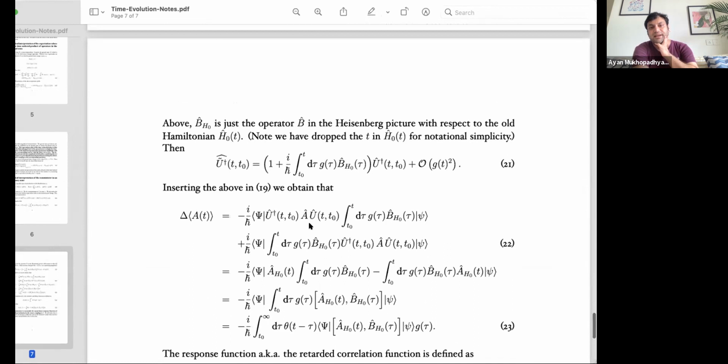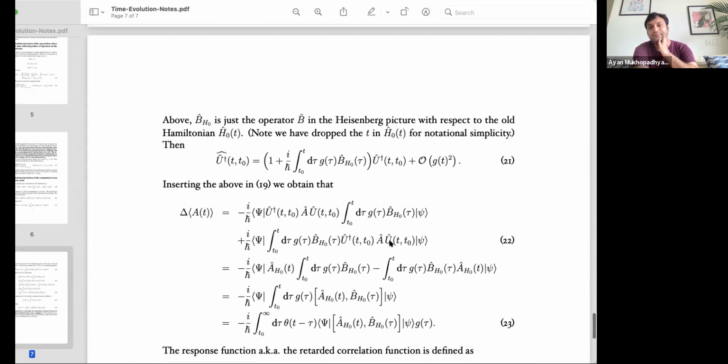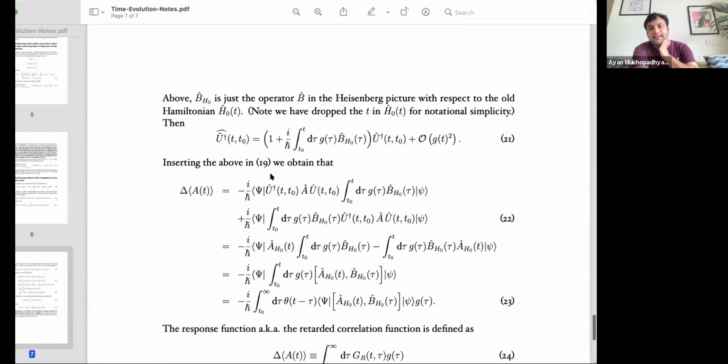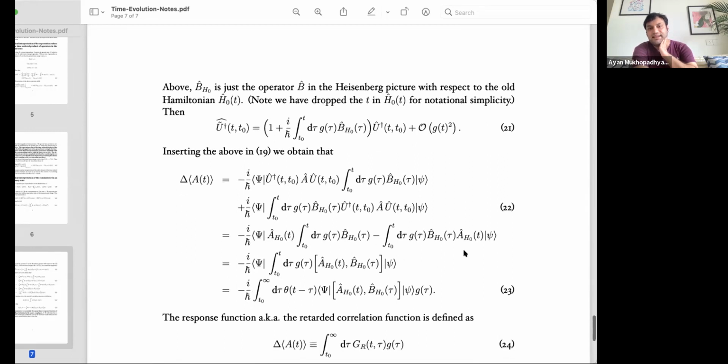So you see in the first term, I get U times this factor. In the second term, I get, with the opposite sign because here the sign changes, this times this factor, okay? But now you see U dagger A hat is nothing but the Heisenberg representation with respect to the old Hamiltonian, and it is at time t, right? So this is nothing but A H naught t. And similarly, this also is nothing but A H naught t, okay? So this is also A H naught t, this is also here.